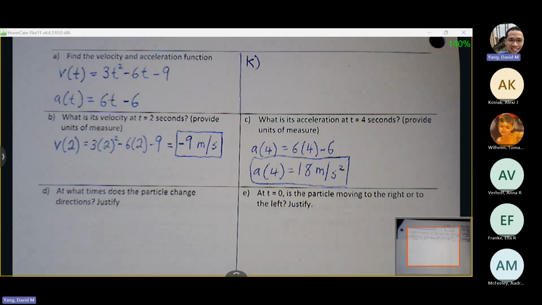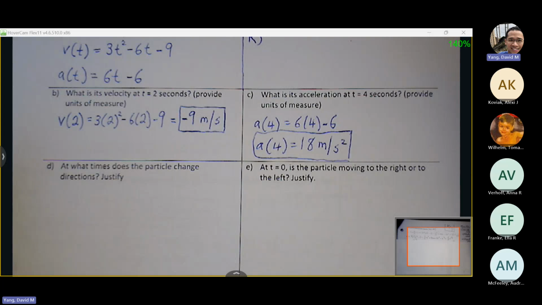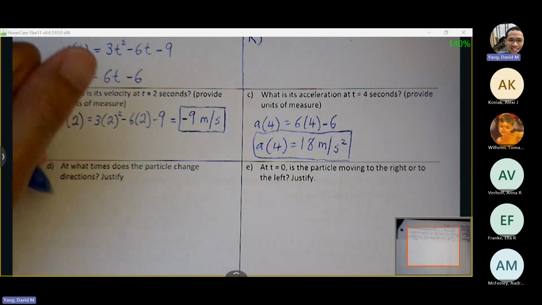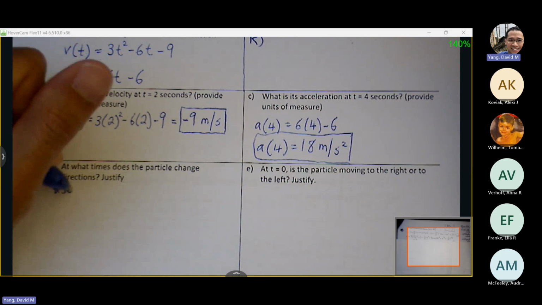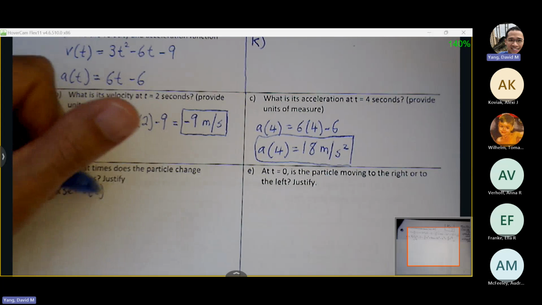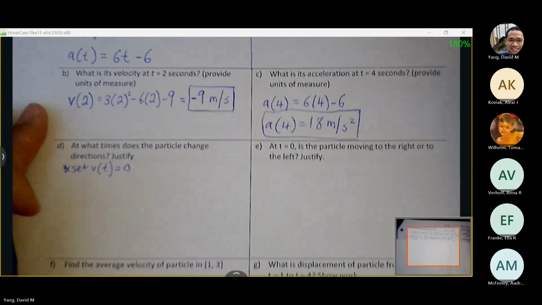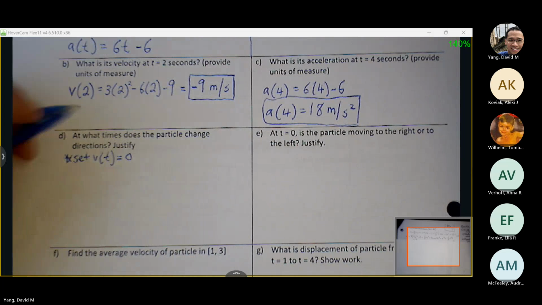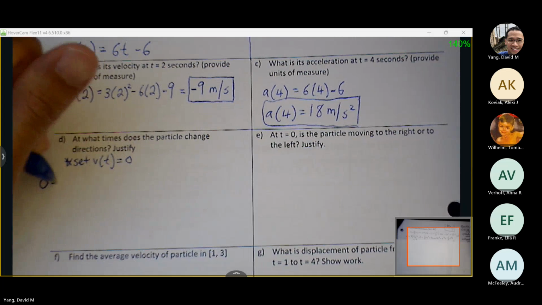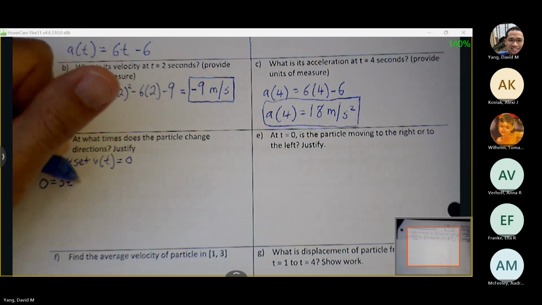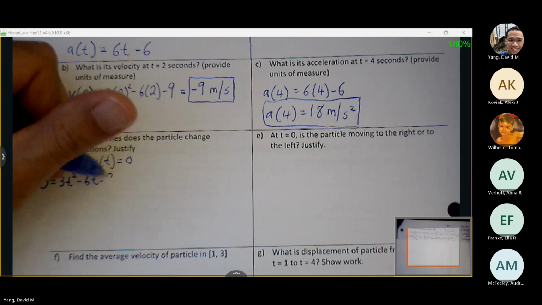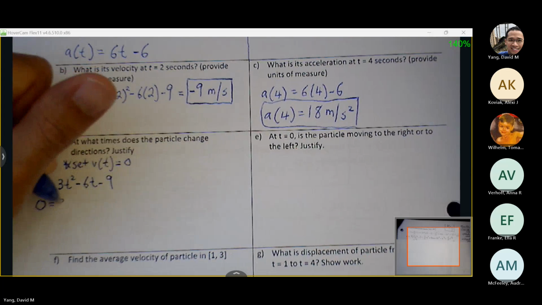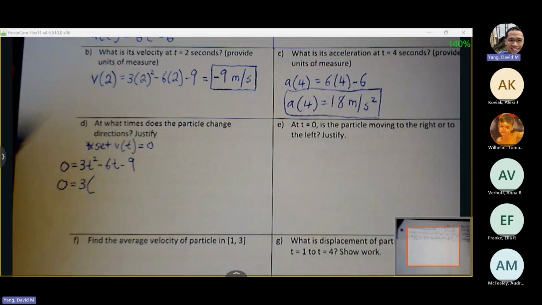Okay, at what time does the particle change directions? We're going to create our velocity sign line, but first we have to find out when the particle is at rest so that we can populate our sign line with critical points, and then we can test each subinterval. So first things first, let's set our velocity equal to 0 and find places of rest. Okay, factor out a 3.